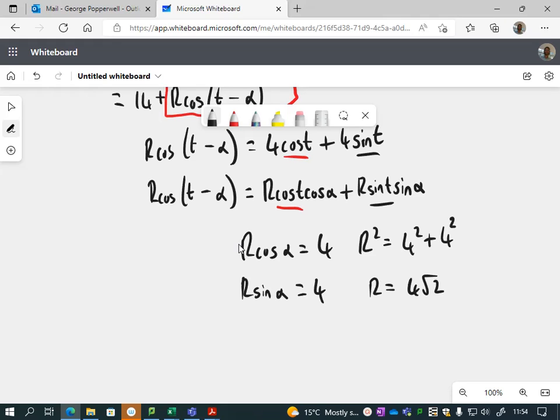Dividing the two equations I've got, I get r sine alpha over r cos alpha is equal to 4 over 4. Why does that help me? Well, that means that tan alpha is equal to 1. So alpha is going to be equal to, I was about to write 45 degrees, but I believe we're in radians for this question. Let me just double check. Yes, we are in radians. So alpha is equal to pi over 4.